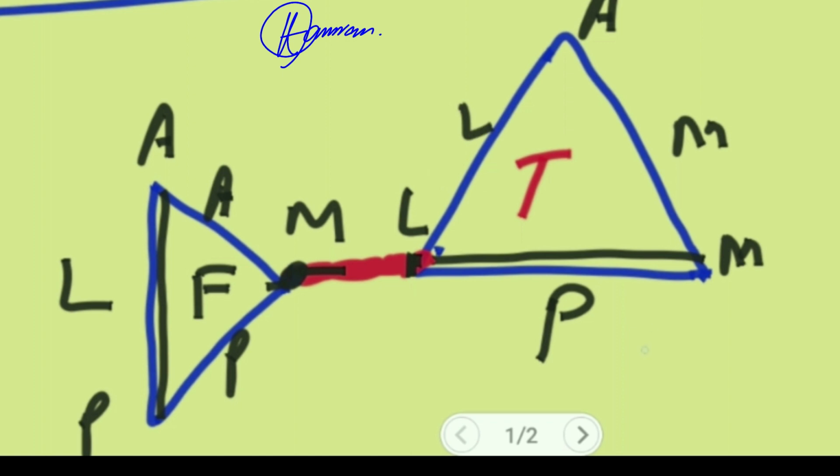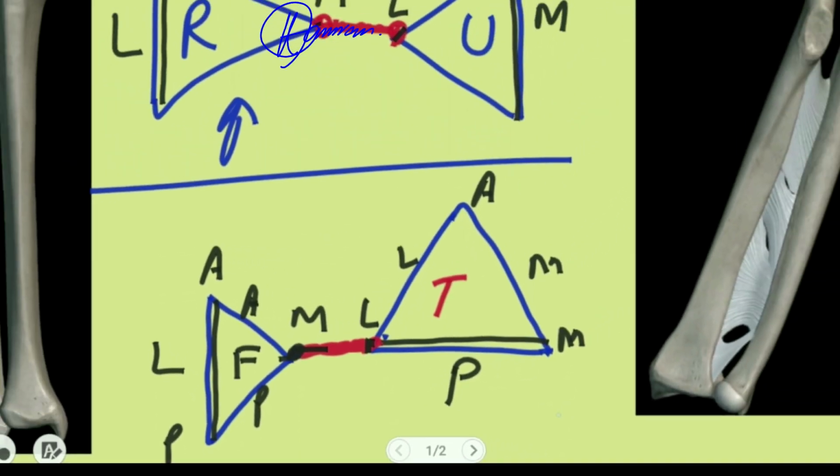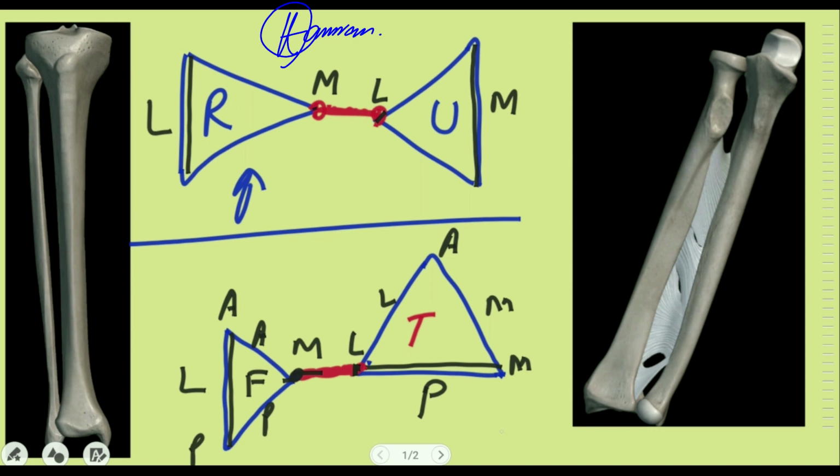So my dear students, note down, draw this alignment and keep in mind what are the borders and surfaces of radius and ulna and what are the borders and surfaces of tibia and fibula, because this is very difficult to learn through rote learning. Make a good concept with the help of these simple drawings.